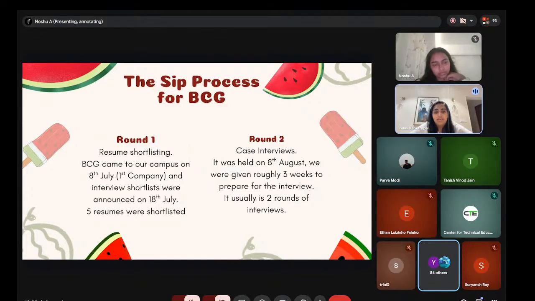But what BCG does is, for shortlisted candidates, they assign you a buddy, basically an employee who's currently working at BCG, who will be there to at least help you understand the case interview process. Because, as I quote from their pre-placement talk, they said that we know you're undergrad students and you don't have experience in consulting or this domain. So you have 3 weeks to prepare for this. So yeah, this was the hiring process for BCG.